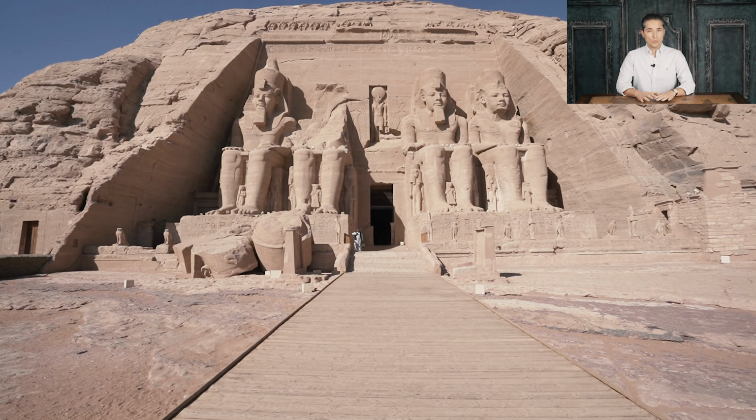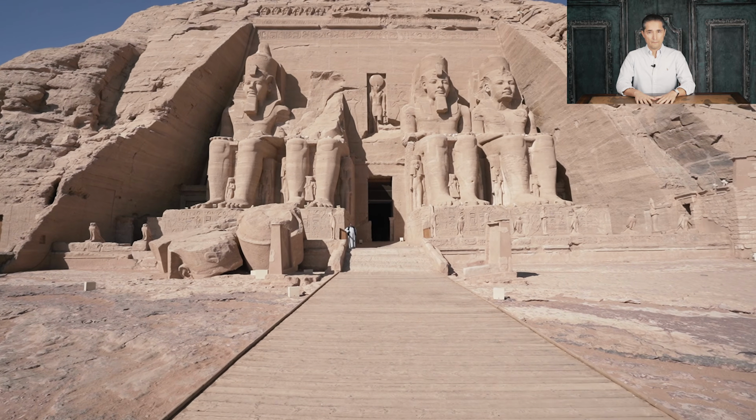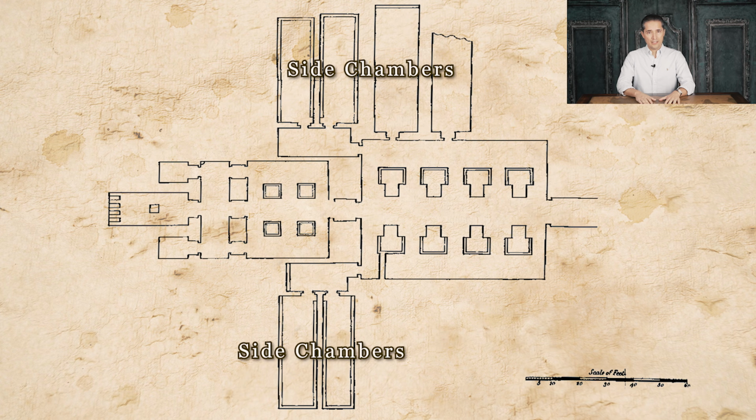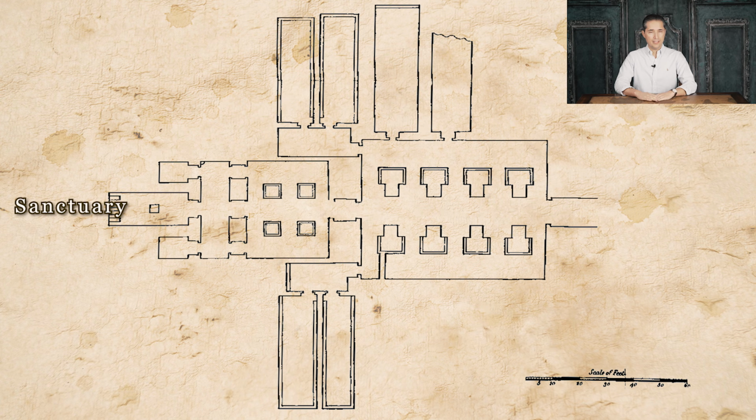Now let us take a look at what is the layout of the temple. So you have the main entrance, followed by the main hall, a small hall, some side chambers on each side, and the sanctuary back at the end of the temple.